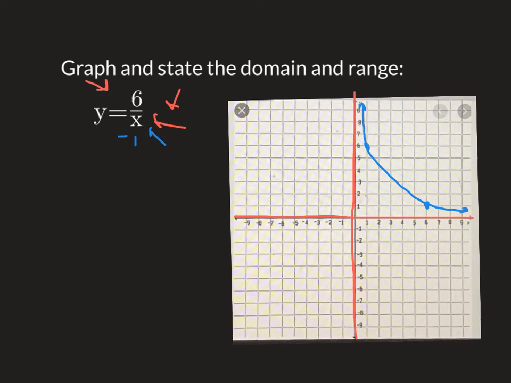Same deal. If I plug in a -1 for x, it gives me -6. So -1, -6 is on the graph. And if I plug in a -6 in my denominator, it gives me -1. So -6 gives me -1. So my curve does that.